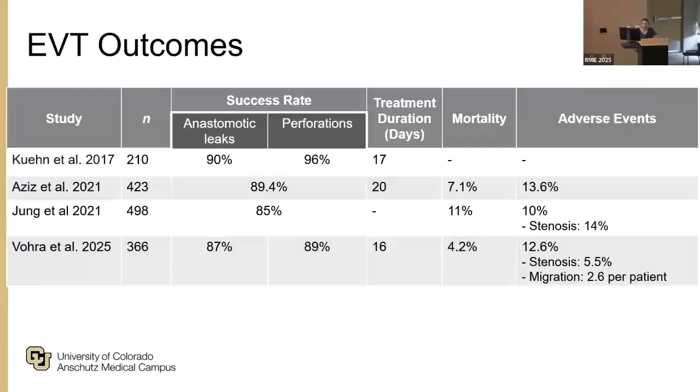The most common adverse event rates include stenosis, which is something we sometimes see during EVT therapy as it's being performed in between exchanges, or in the time period after EVT has healed a defect, in that post-EVT period, weeks to months later. The other adverse event that has been described is migration of the sponge.